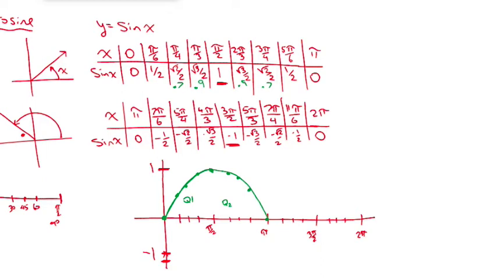Now, as we go down, what do you think is going to happen? Well, all those positive coordinates now become negative, so we end up down here. And the shape of it is going to be exactly the same. Down here at -1, we'll have this curve, and it'll come back to 2 pi. So this is the graph of sine of x.